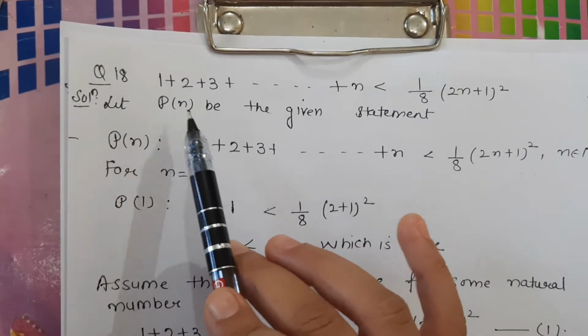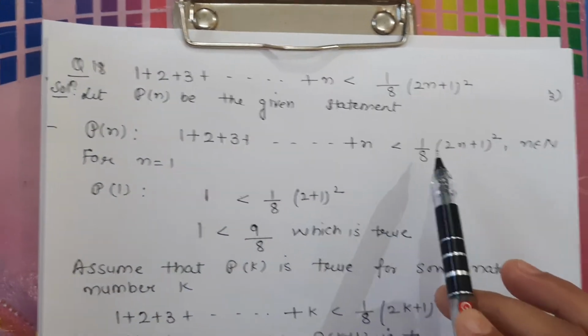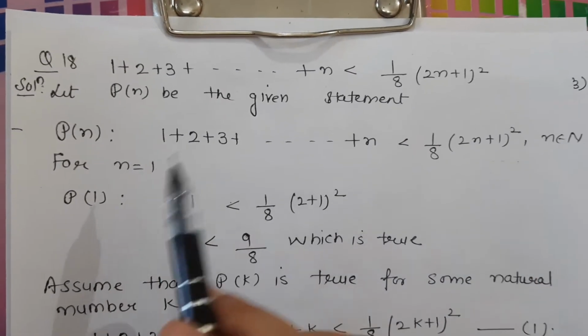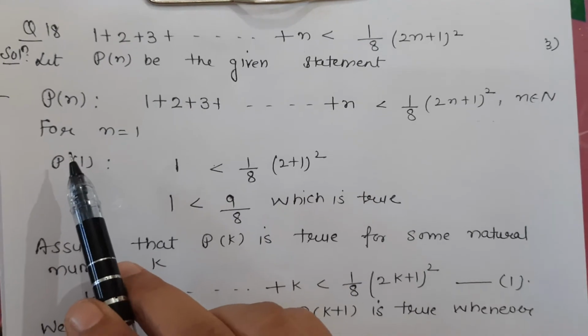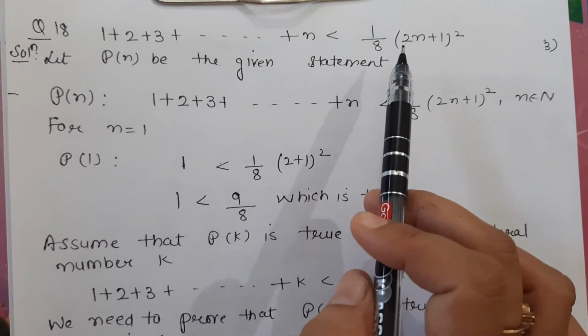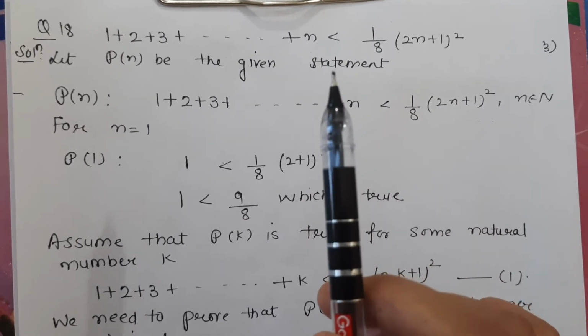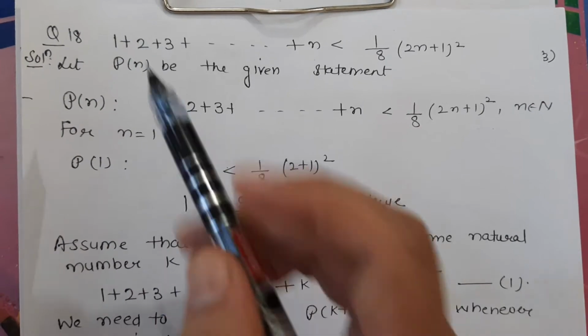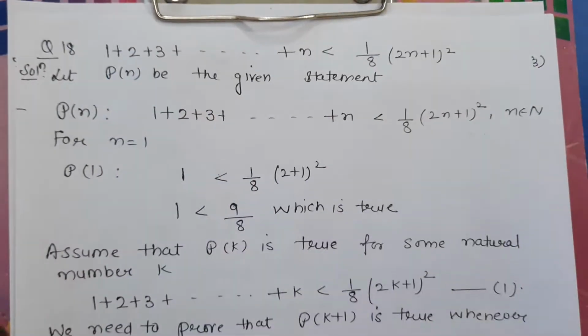So as usual, we'll write the given statement as the principal statement. Here n belongs to natural numbers. Now the first step is, for n equals 1, that means you are going to prove this inequality when you have only one term. So we'll write P1. On the left hand side, you're just going to write the first term.